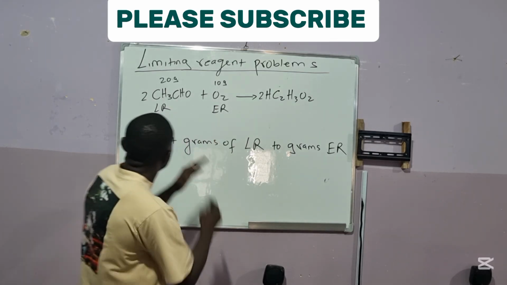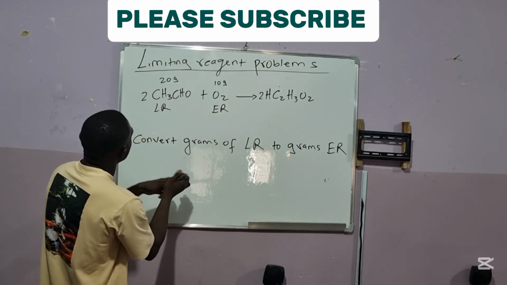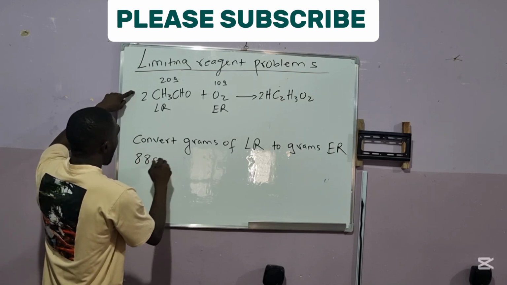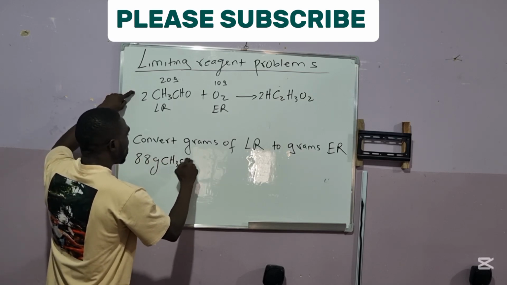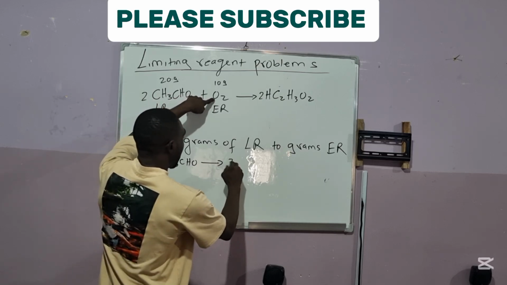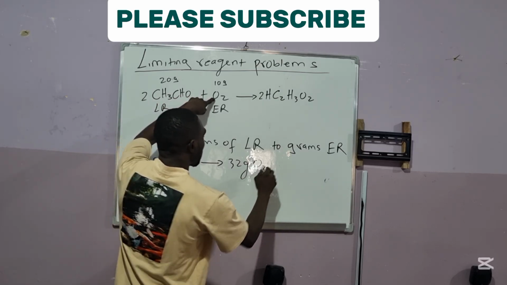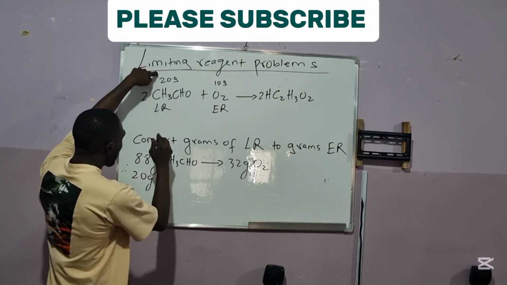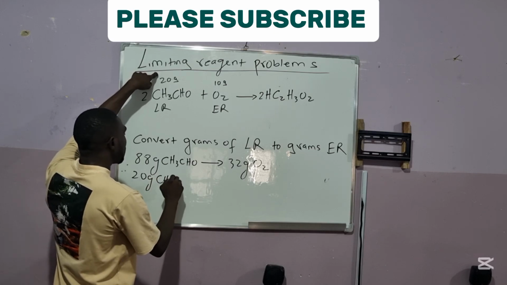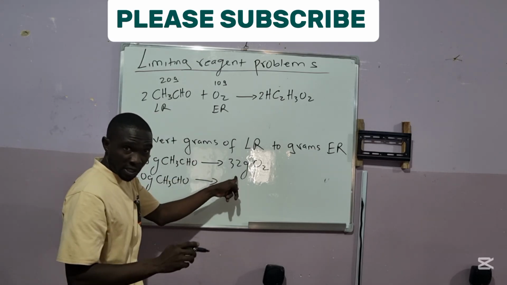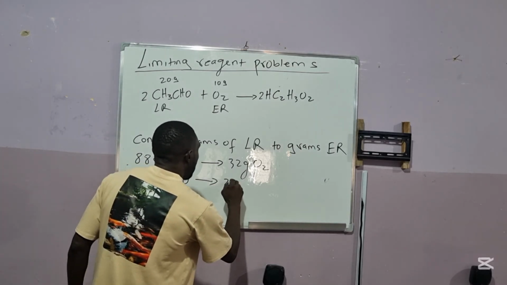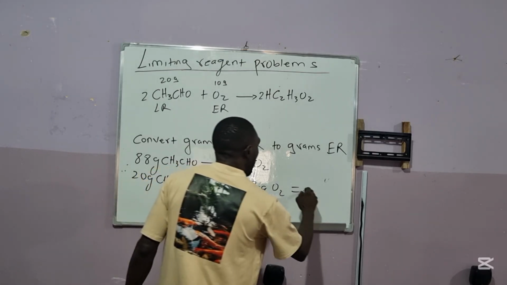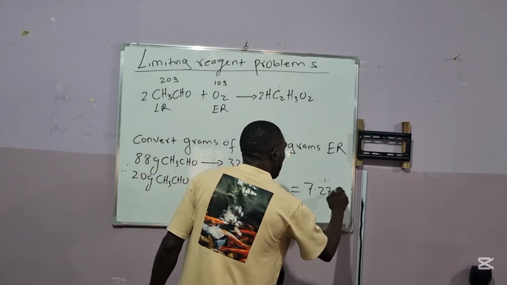So from this balanced equation, I can see clearly that the molecular weight here is 88. I can see that 88 grams of the limiting reagent CH3CHO will always react with 32 grams of the excess reagent oxygen. Are we together? So now, 20 grams of acetaldehyde, that's the limiting reagent, will react with what quantity? You check it out. That'll give us 20 times 32 over 88 grams O2, and that'll give us 7.27 grams of O2.